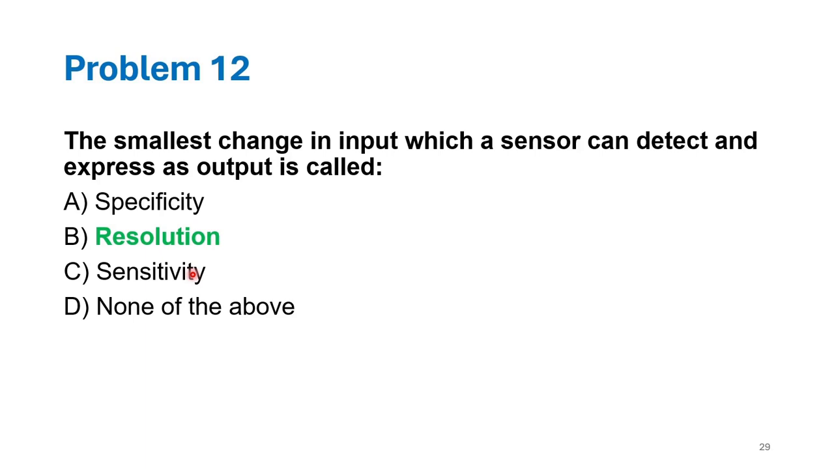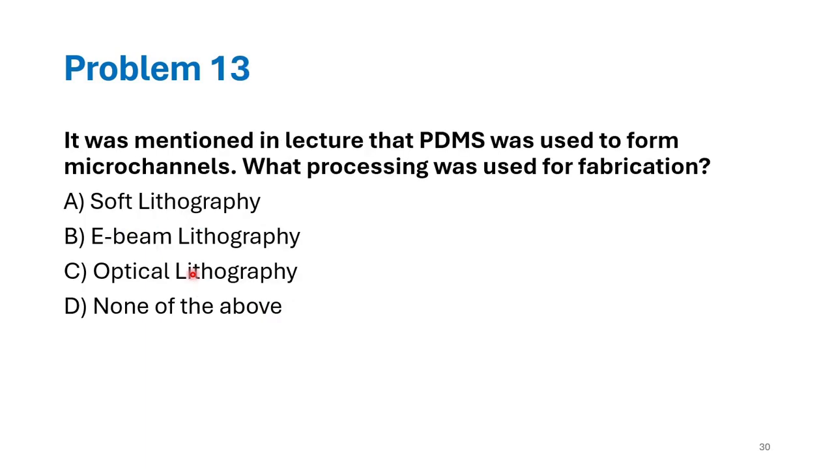Now let's move on to the next problem. Problem 13. It was mentioned in the lecture that PDMS was used to form microchannels. What processing was used for fabrication? A. Soft lithography, B. E-beam lithography, C. Optical lithography, D. None of the above.